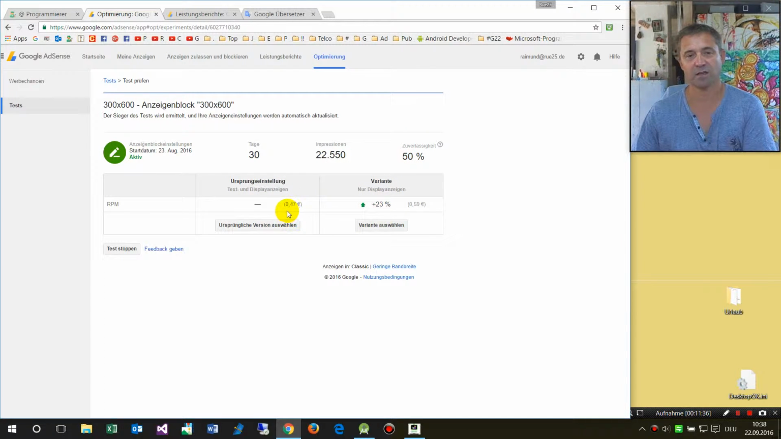But as you see there, now there is selected text and display advertisings. This makes 47 euro cent, and the other one makes 23% more. I mean, 20% more money is a lot of money. If you get 100 euros, then you would get 120, or with 1,000, 1,200. So this is the point what you should check, and then here's check this version, so it would check this one.